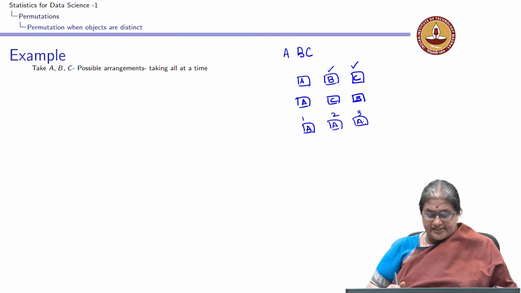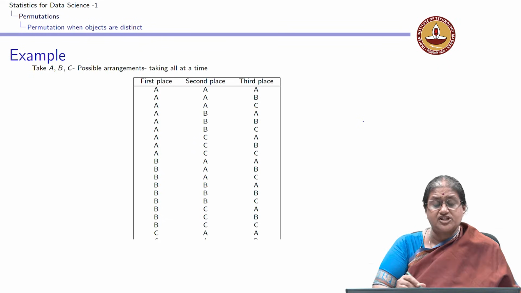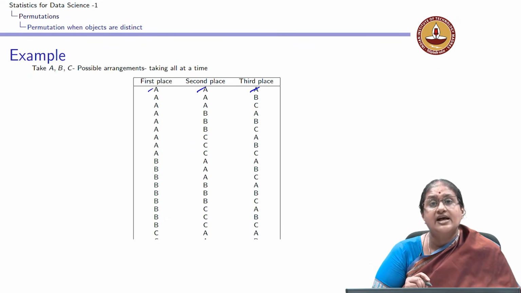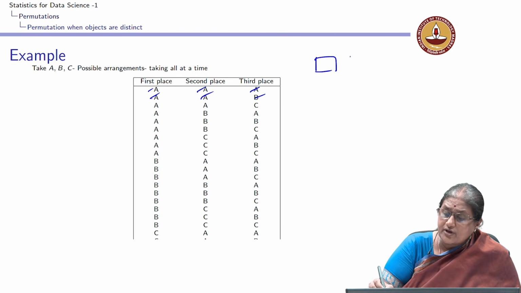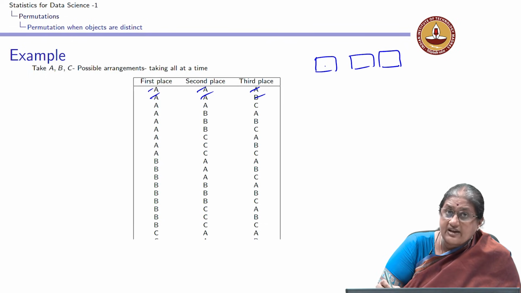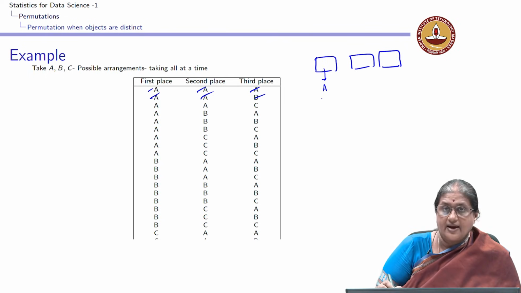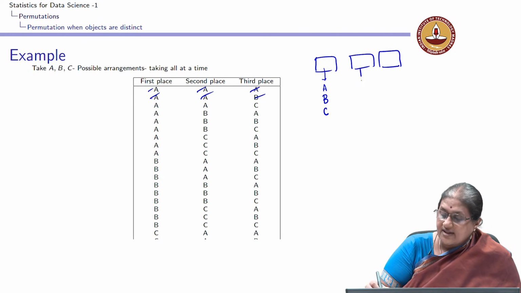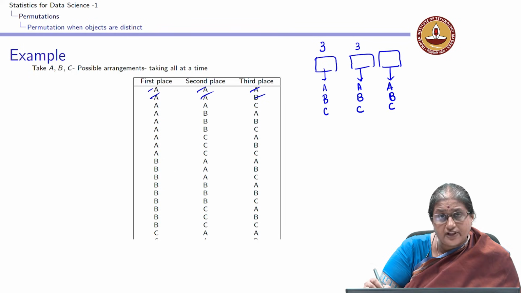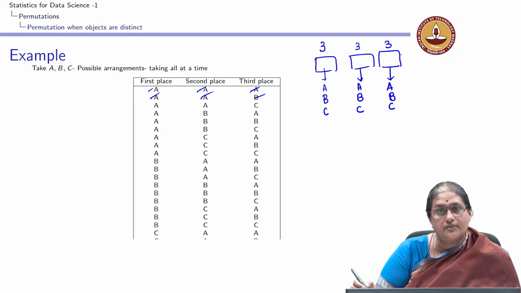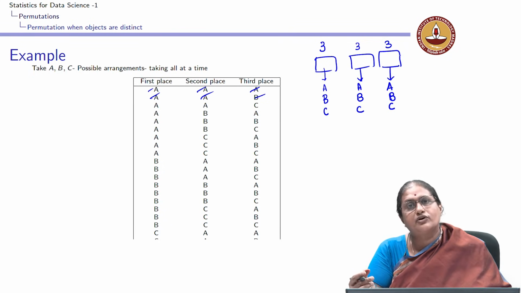So, if you look at this case, I am looking at the number of possible arrangements. A is a possible arrangement, A with B is a possible arrangement. Now if the first box can be filled with A or B or C, the second box can be filled with A or B or C, the third box can be filled with A or B or C. So, there are 3 choices available to fill the first box, 3 choices available to fill the second box, 3 choices available to fill the third box, because all the choices are available for all the boxes.